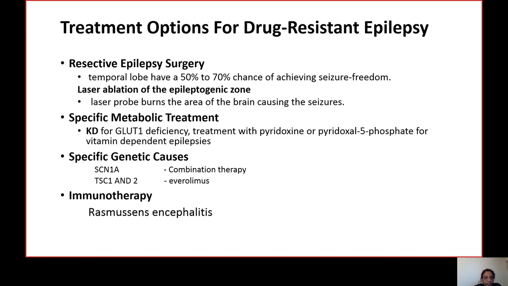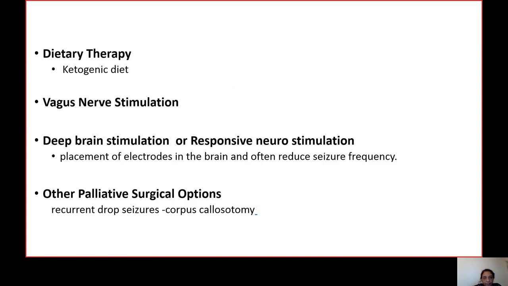Then we know that there are certain genetic epilepsies. One such example I have taken is SCN1A, the sodium channel 1A, which needs combination therapy, and they have intractable epilepsy. But obviously with the combination therapy, they have improved their outcomes. And then TSC1 and 2 is the tuberous sclerosis complex, and there is a newer medication that has come in, everolimus, which is now licensed to use in the US. Then there are certain immune epilepsies, which I will come to later in my talk, and one such example is Rasmussen's encephalitis.